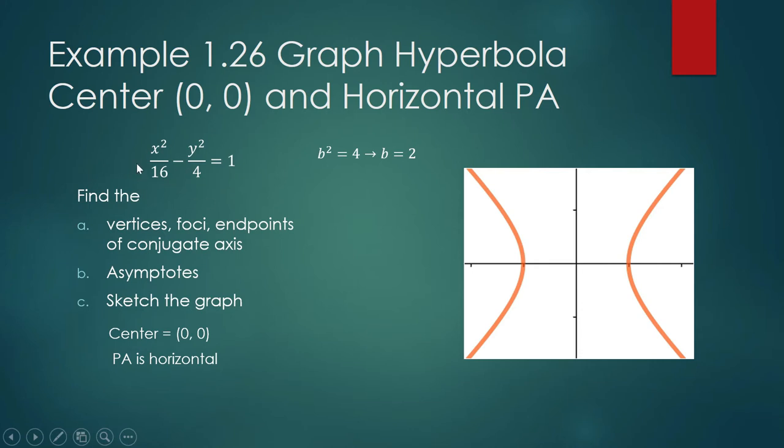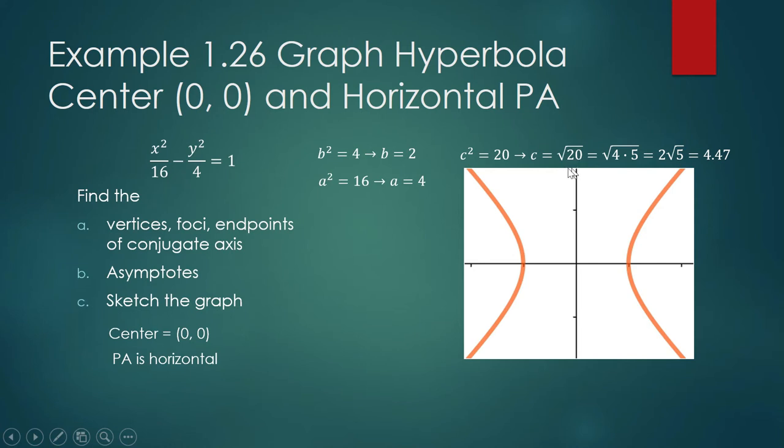The other denominator would have to be a squared. It's 16, so the square root of 16 is 4. What else? c squared. What information does c give us? It's the distance of the foci from the center. By now you should know that c squared is equal to a squared plus b squared. So c squared is equal to 20, and c is equal to the square root of 20.